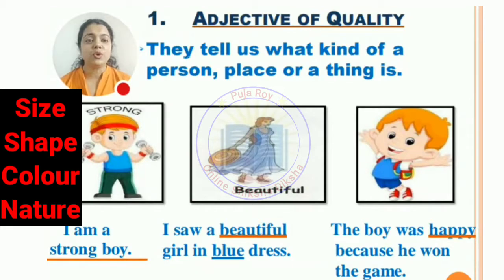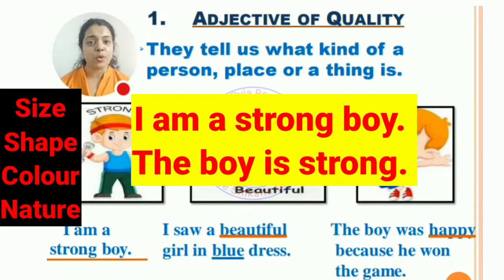Okay, so we got to know what an adjective of quality is, and we got to know about the placement of an adjective. Most of the time it comes before a noun. Sometimes it is not coming with a noun. I am a strong boy, the boy is strong. In the first case it comes before a noun, and another time it comes at the end of a sentence. So it depends on the quality and the word, where we should use it. This is called adjective of quality.